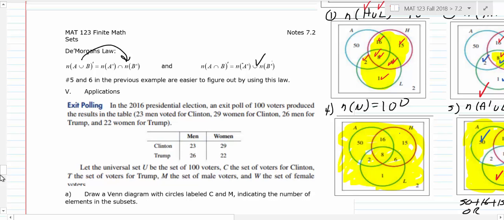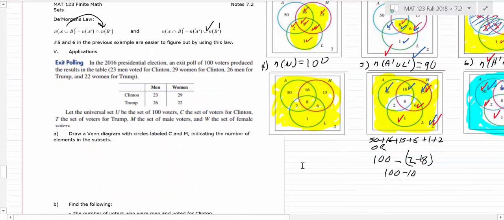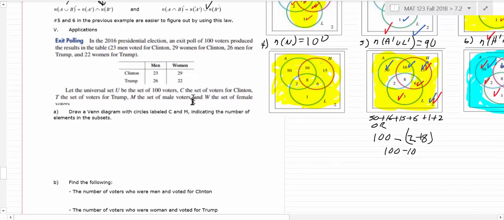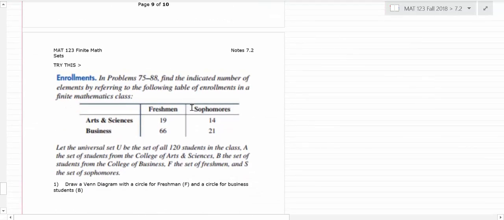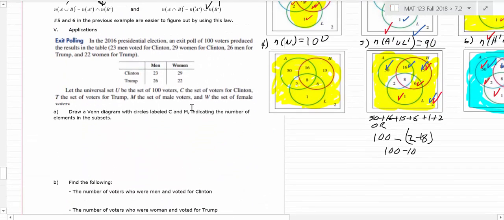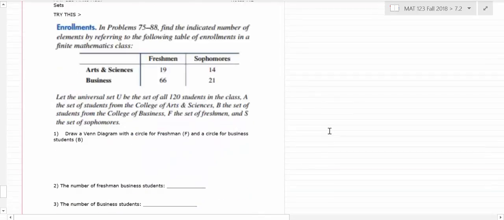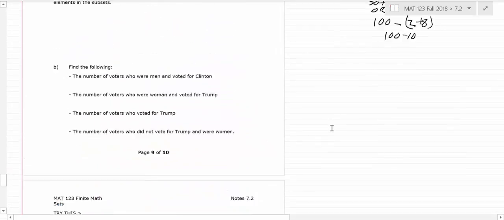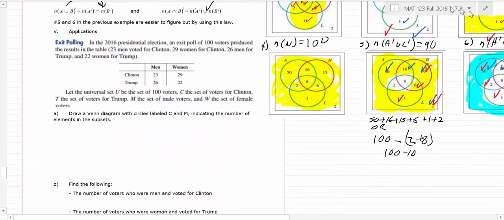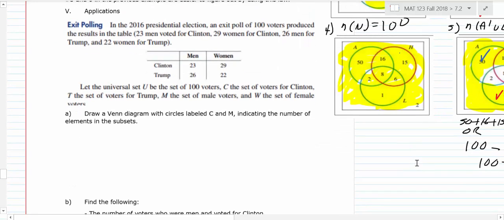So we're going to begin to put this together now. We talked about this in the abstract, and now we're going to attach it to some situation. I'm going to do this one with exit polling, and then I'm going to have you try to put one of these together. All right, let's see what we've got in this application.